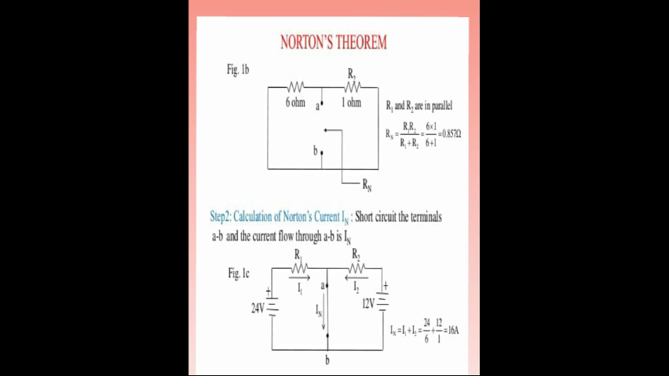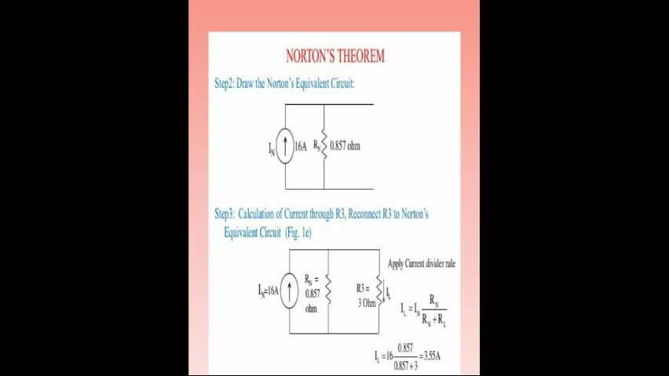Now we draw the Norton equivalent circuit. As shown in the figure, Norton's equivalent circuit consists of a 16 ampere current source and a parallel resistance of 0.857 ohm. Now in the next step, we reattach the load resistance in the network across points A and B, and we want to find the value of current IL in the 3 ohm resistance.